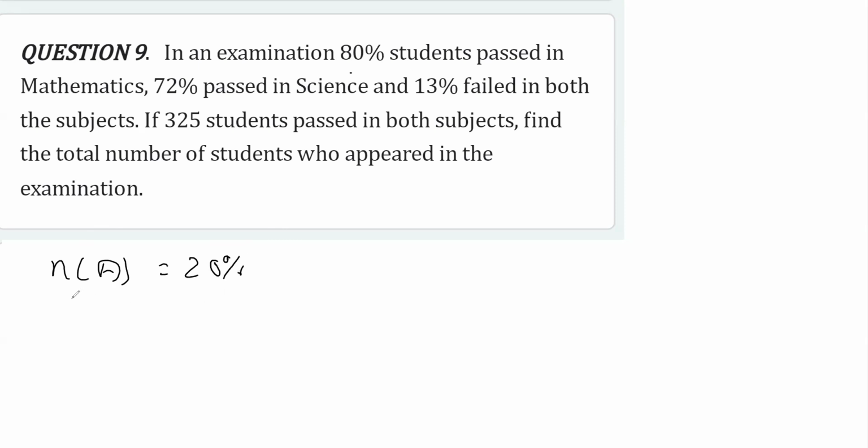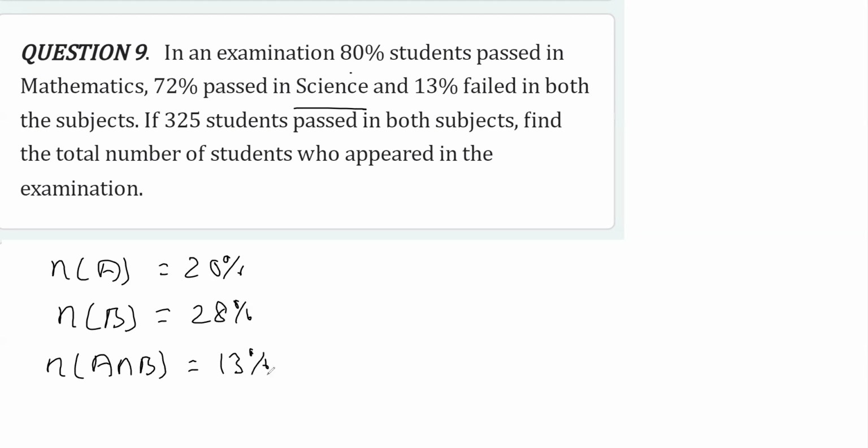Clearly, it is 20%. Similarly, if I take science, since 72% has passed in science, then the number of students, say B, failed will be the remaining, that is 28%. Further, we see that the students who failed in both subjects is 13%. Both is the common, right? That is N of A intersection B is 13.